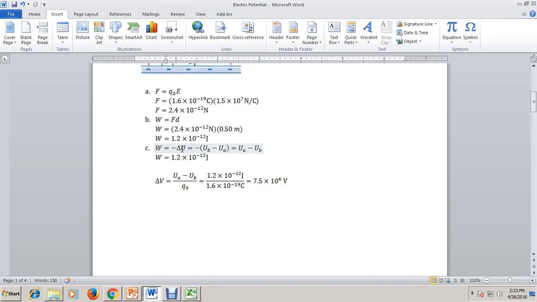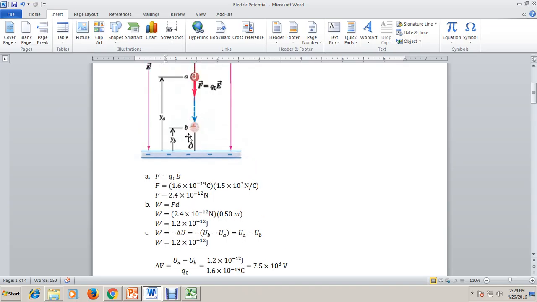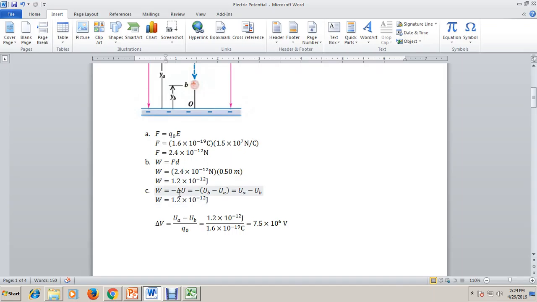And the negative change in potential energy is equal to the negative of final minus initial. Final is the potential energy at point B. Initial is the potential energy at point A. Remember, whenever you are asked to get the change, or the delta, of a quantity, it is always final minus initial. So final U sub B minus initial U sub A. Now, of course, we can distribute the negative sign inside the parentheses, so that reverses the position of point A and point B.